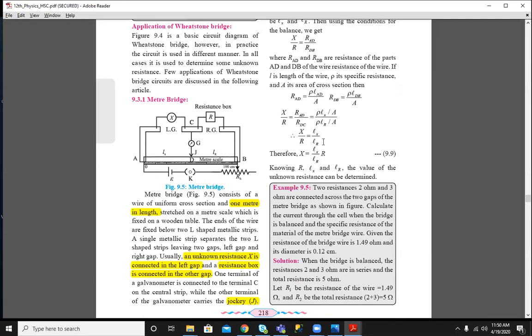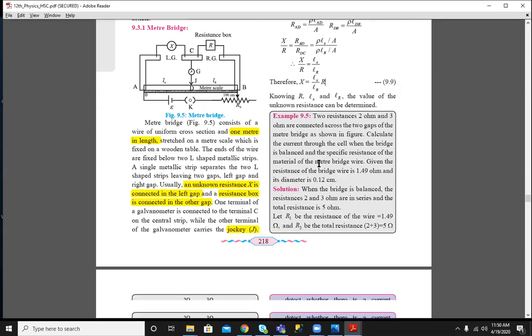So what is the advantage of the meter bridge over the Wheatstone bridge? The meter bridge uses one known resistance, and the two known resistances of the Wheatstone bridge are replaced by the resistance of a wire of length 1 meter.